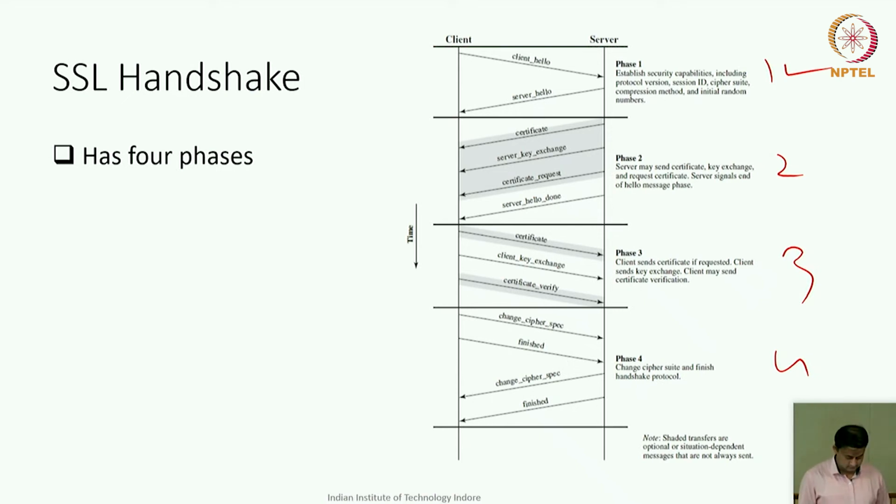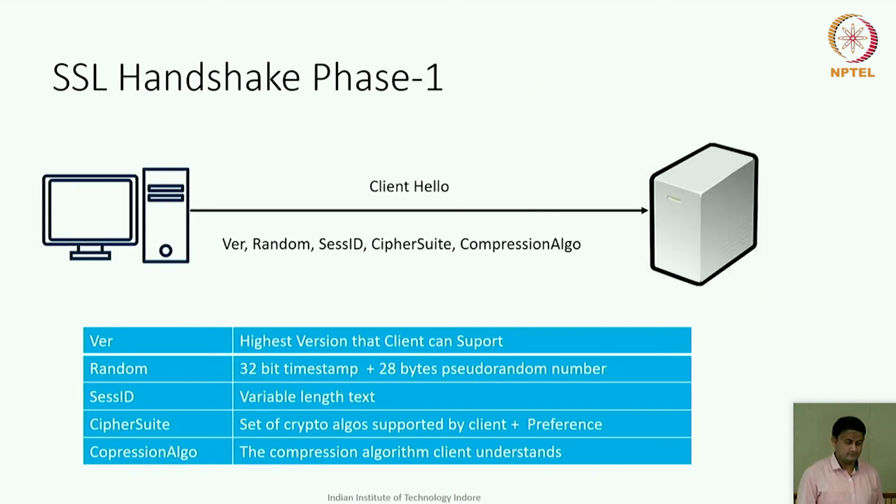So let's go and look at the details of what exactly happens in each one of these 4 phases. Let's begin with phase 1. Phase 1 is initiated by the client, and a message is sent to the server, and that message has these 5 quantities. The first one identifies the version number of the SSL protocol that the client can support. This is the highest version, meaning if the client can understand only versions 1 and 2, it will say I can understand version number 2.